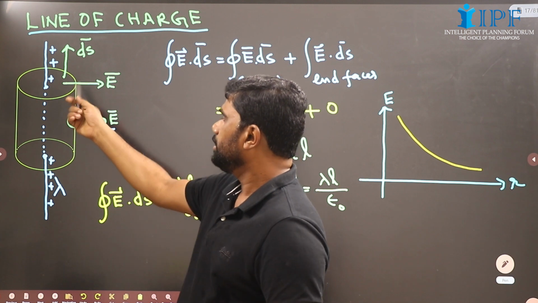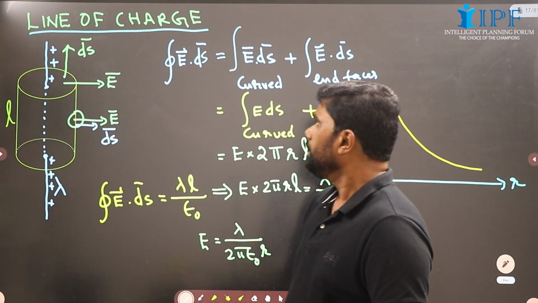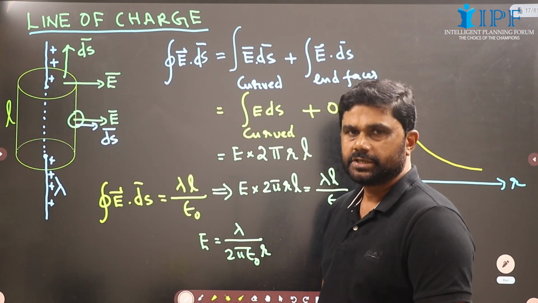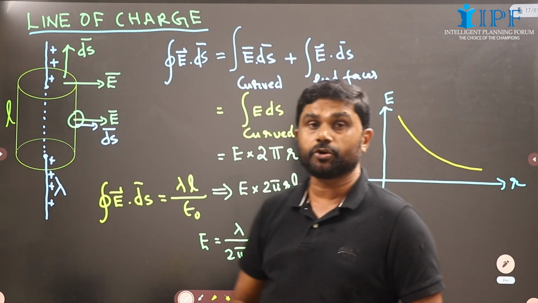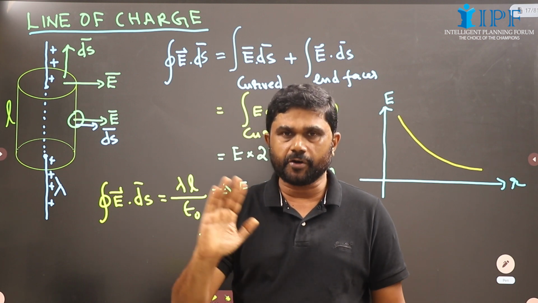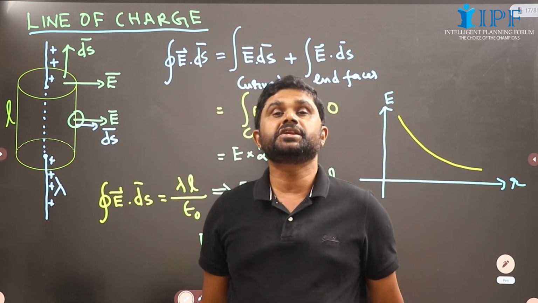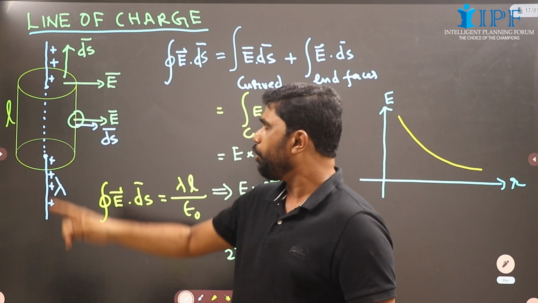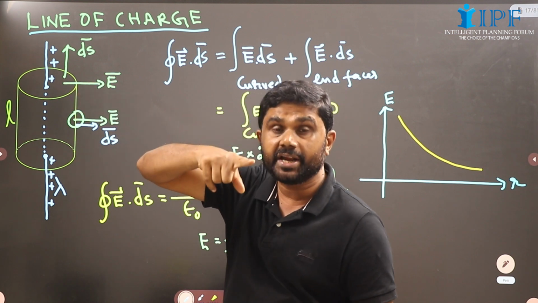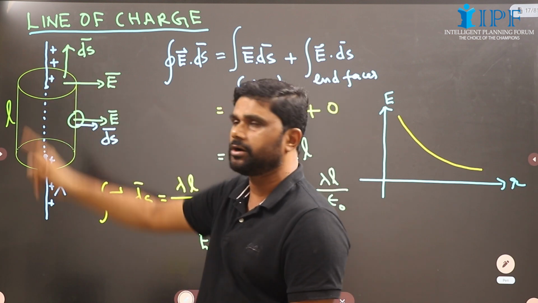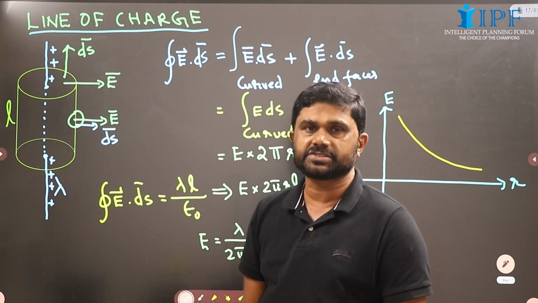Now suppose L is the length of this cylindrical Gaussian surface. The closed integral E dot ds is equal to the integral of E dot ds over the curved surface plus the integral of E dot ds over the end faces. If we perform the integration over the curved surface and over the two end faces, we will get the integral over a closed surface. Over the end faces, the intensity of electric field is along this direction and the elementary area is along the outward normal, so ds will be along this direction. So E and ds are perpendicular over the end faces, and E dot ds will be 0. The same holds at the bottom face also.